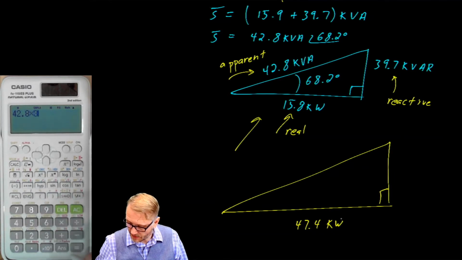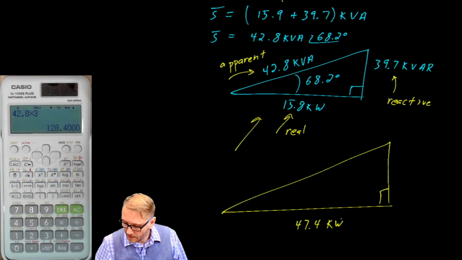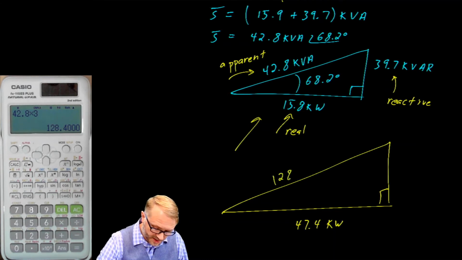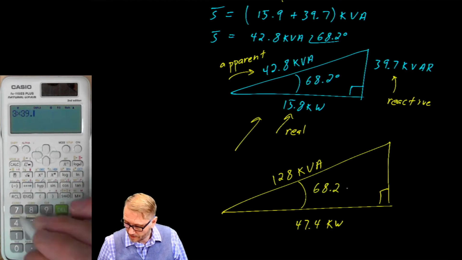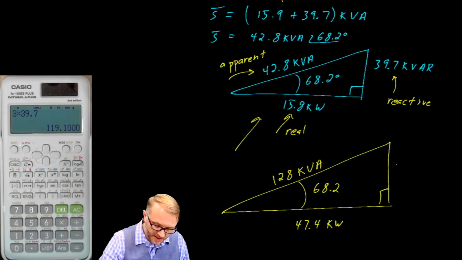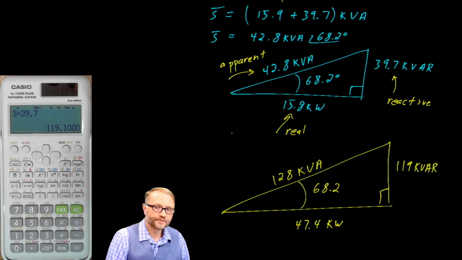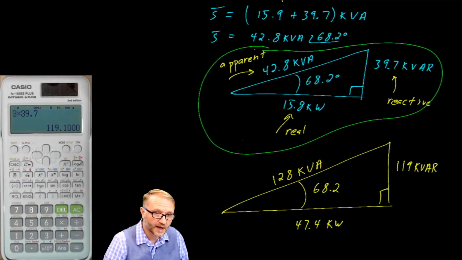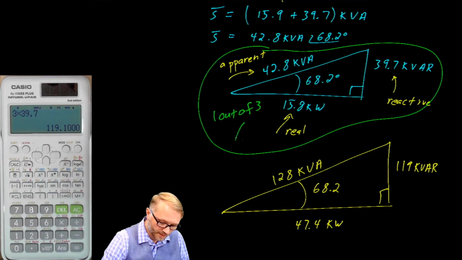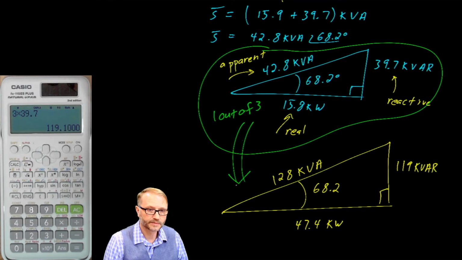42.8 times 3, 128 kVA. The angle will remain the same. And then the bars goes to 119. Once again, we assumed that this represented 1 out of 3 of the phases. We multiplied everything by 3 to get the total power.